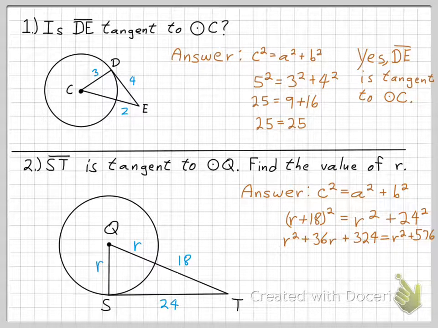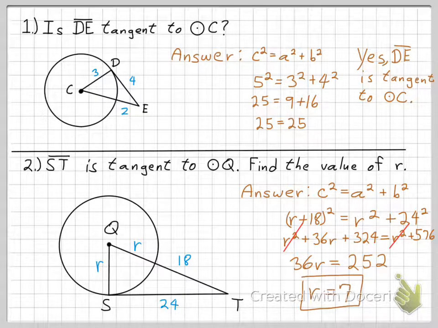Then, moving right along, fortunately we have r squareds on both sides, so those go away, making our problem much easier to solve. And so we have that 36r is equal to 252, right? I just took 324 minus 324, you get 0, and 576 minus 324 over here gives me my 252. So we have 36r is equal to 252. Divide both sides by 36, and you get r is equal to 7. So we can find missing lengths that way. The radius of this circle is 7.